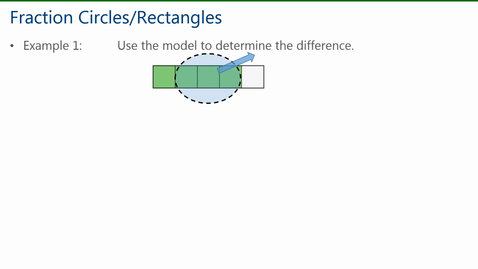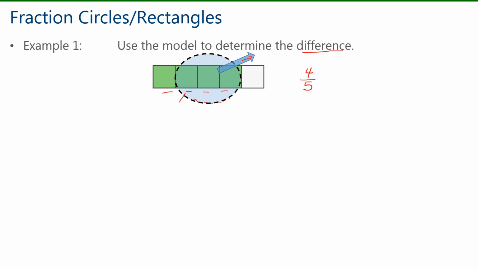In example 1, we will use the model to determine the difference. Of course, the answer you get when you subtract is called a difference. So the whole that we've been given here initially is a rectangle that has been divided into 5 equal sections, so the denominator is 5. Initially, 4 of those sections have been shaded, so 4/5. And then we see this dotted oval and this arrow, and that indicates what we're going to take away, what we're going to subtract.